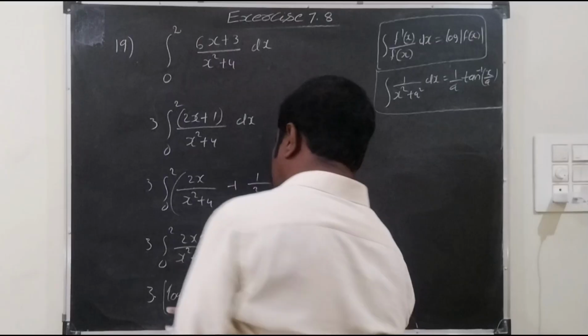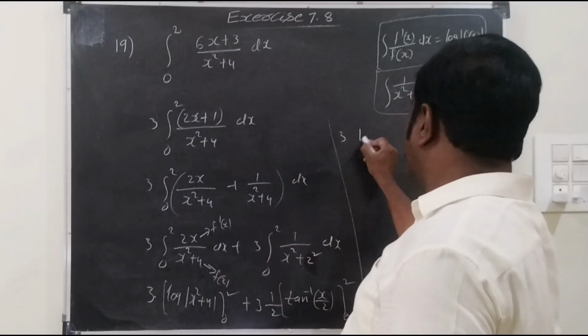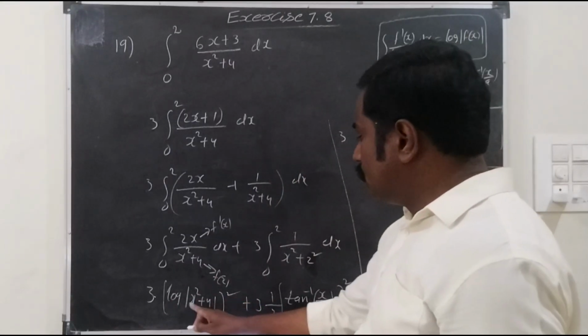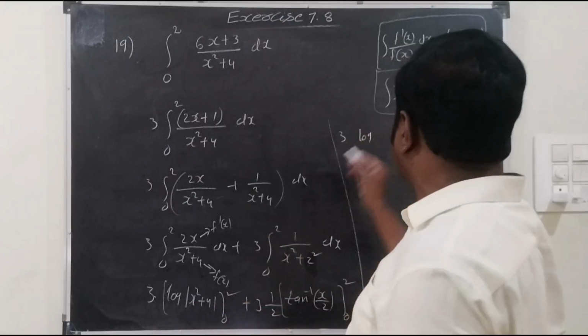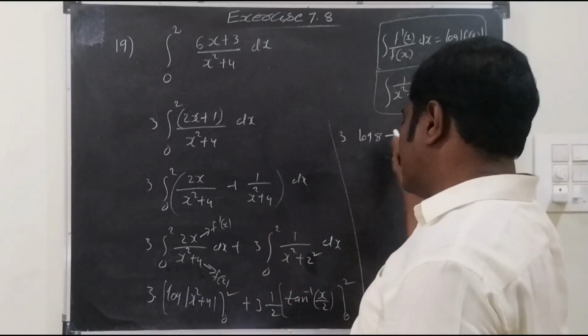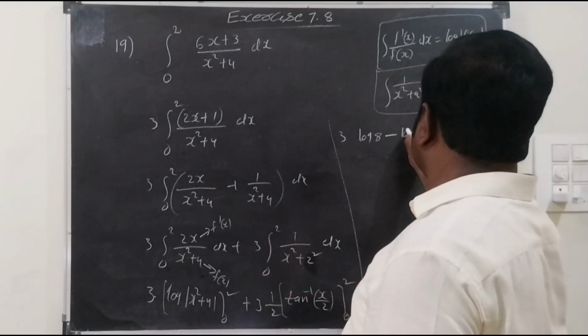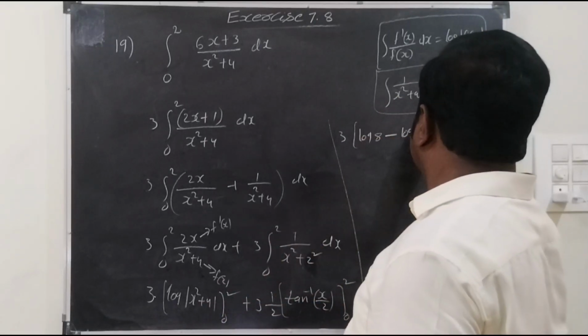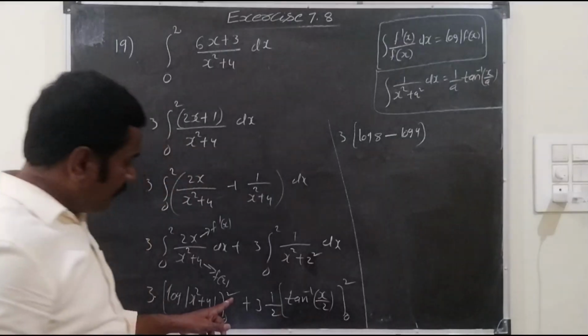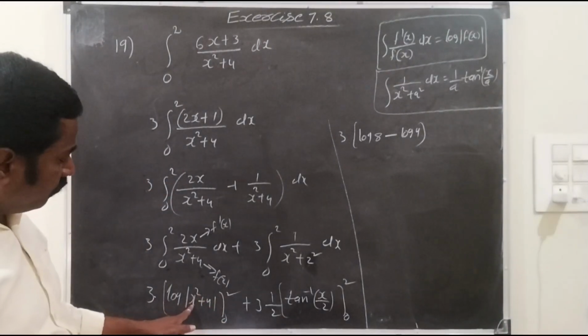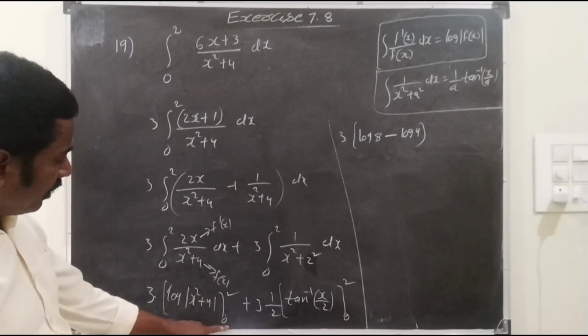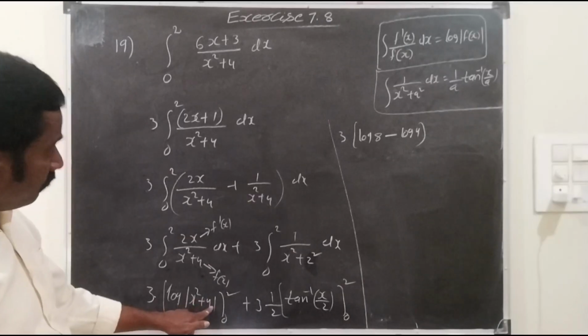Then 3 into log, upper limit 2. 2 square means 4, 4 plus 4 is 8. Log 8 minus lower limit 0, 0 plus 4 is 4. Log 4. Okay, first upper limit 2, 2 square means 4, 4 plus 4 is 8, minus lower limit 0, 0 square plus 4 is 4.